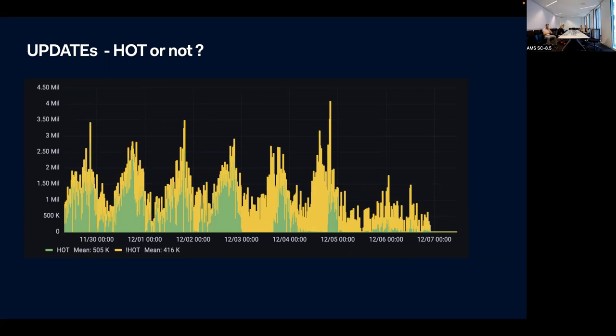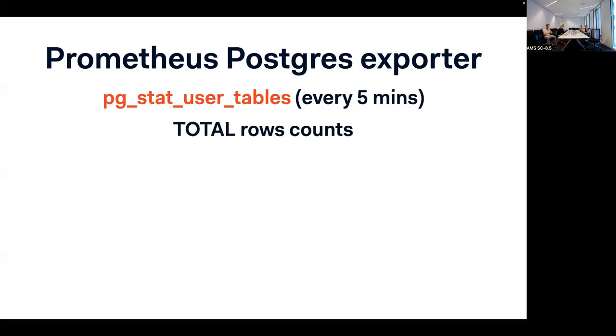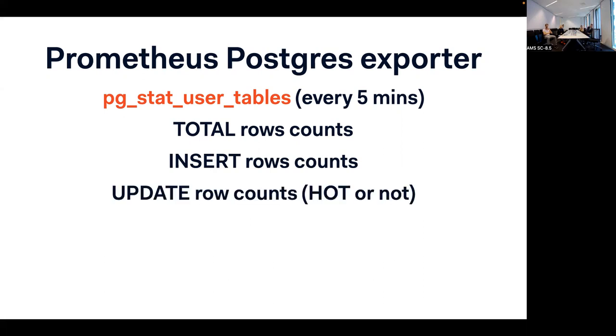But we've gone a little bit further. We're using the default Prometheus Postgres exporter, and we're using the pg_stat_user_tables, which we pull every 5 minutes. We look at the total number of rows, the total number of inserts, the updated rows divided between hot and regular ones, or hot or not, and dead row counts. So those are the four key metrics we've focused on.